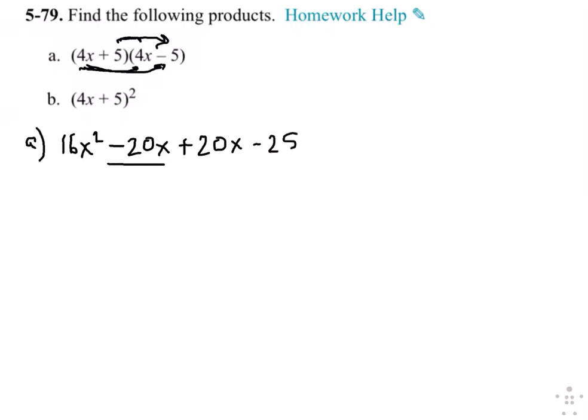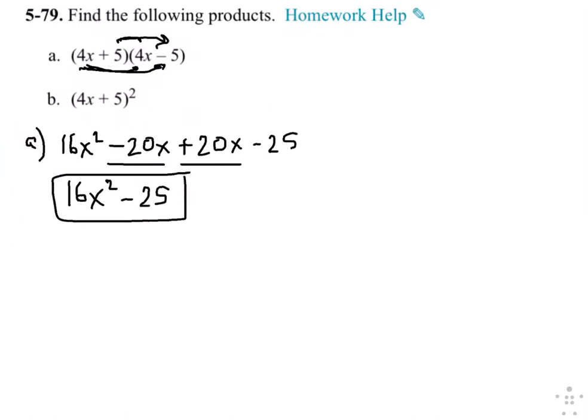And we have like terms here, right, which cancel. And we get 16x squared minus 25. And this is actually special. We'll learn about this later. This is actually called a difference of squares.